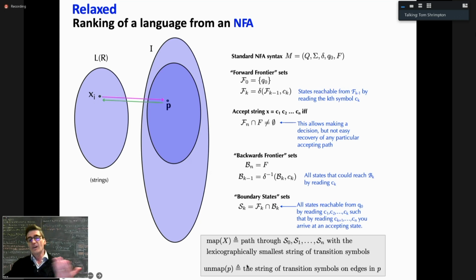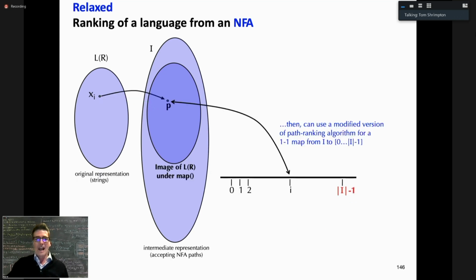And then unmap is easy. You just take the path that you have and you read off the symbols. So unmap is easy. It was map that required some work to get to. Once we had that, now we could do relaxed ranking. So you map from your original thing to your canonical representative, and then you just use the normal ranking on the whole intermediate representation to get the rank of the particular path that you've chosen.